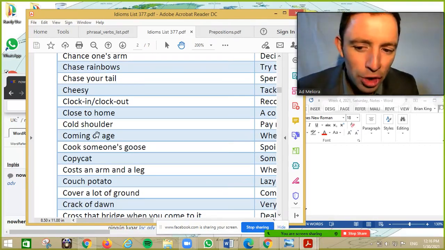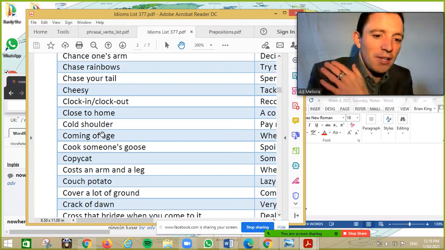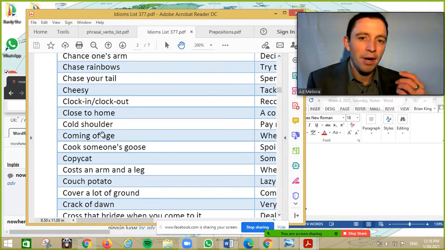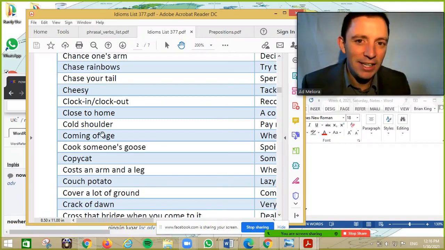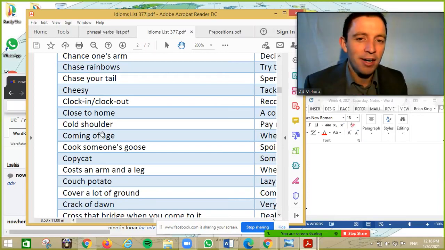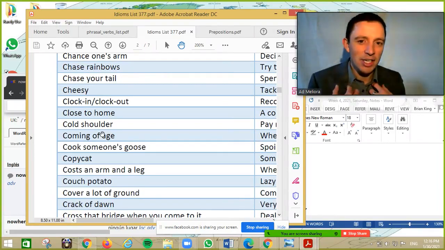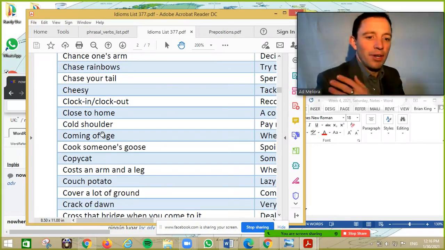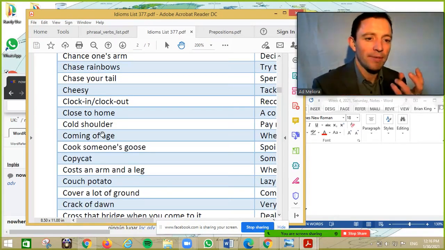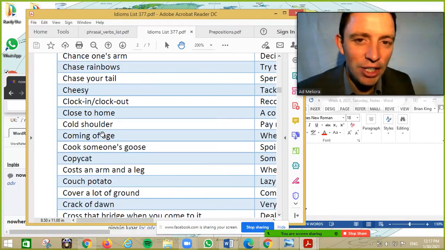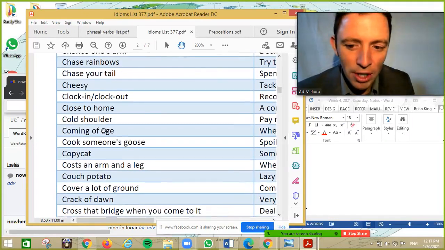Okay, cold shoulder is very, very famous. This part of the body is the shoulder, and cold is frío, but to give somebody the cold shoulder, very famous, is como ignorar. For example, if I want to ignore you, I turn my body a little like this, so I give you the cold shoulder. Very good expression, very typical in movies, in conversation, in every situation.